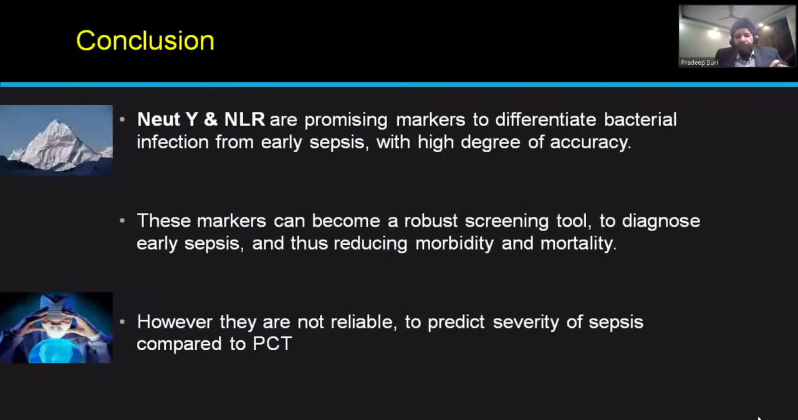So in conclusion, both Nut-Y and NLR are promising markers to differentiate bacteremia from early sepsis with a high degree of accuracy. These markers can become a robust screening tool to diagnose early sepsis and can help reduce both morbidity and mortality. And although these markers are not reliable to predict severity of sepsis compared to procalcitonin, the search for a future marker is still on, where you could use a hematological marker in place of procalcitonin as a monitoring tool.